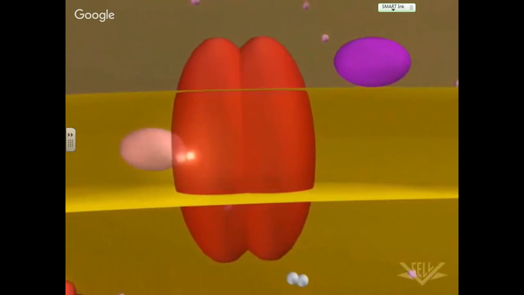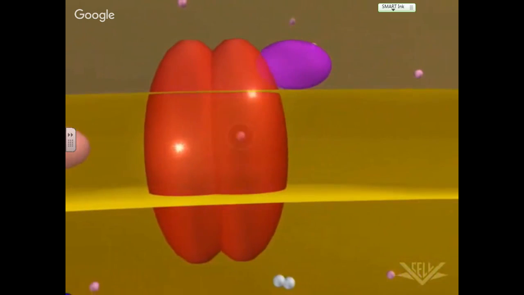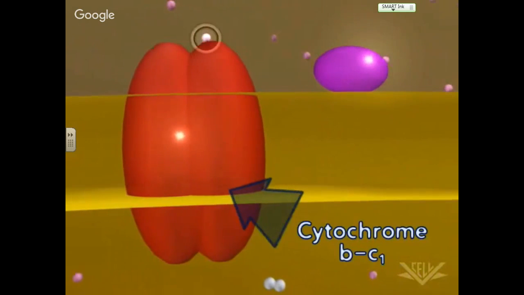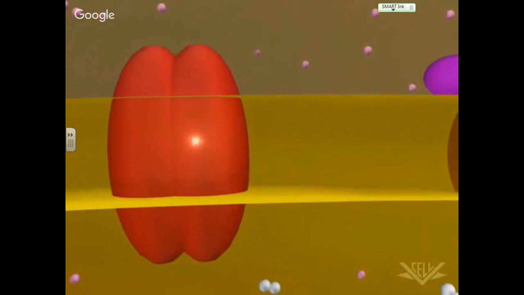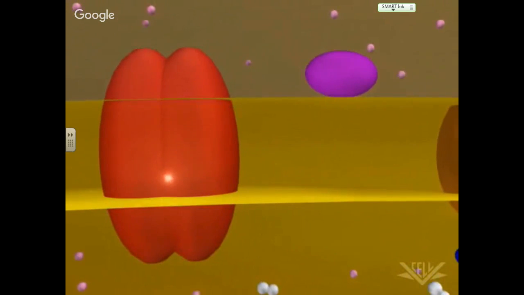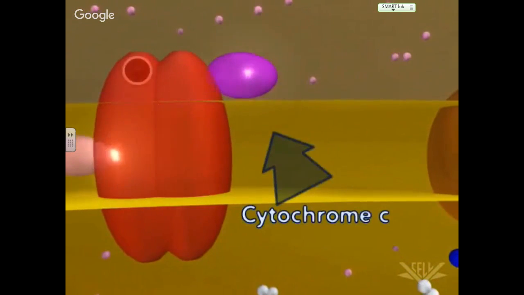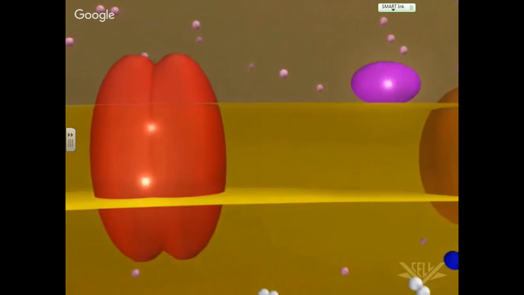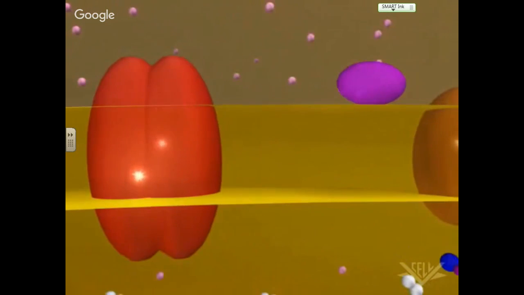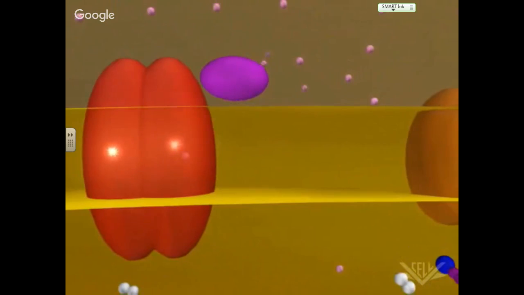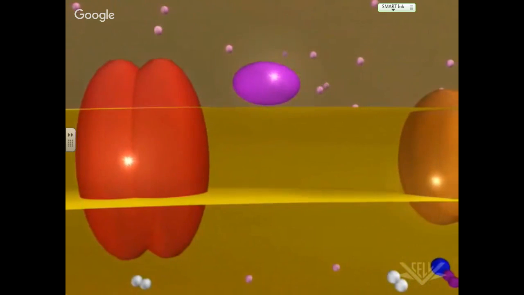Ubiquinone is called a mobile transfer molecule because it moves the electrons to the cytochrome BC1 complex. Each electron is then passed from the cytochrome BC1 complex to cytochrome C. Cytochrome C accepts each electron one at a time. One hydrogen ion is pumped through the complex as each electron is transferred.